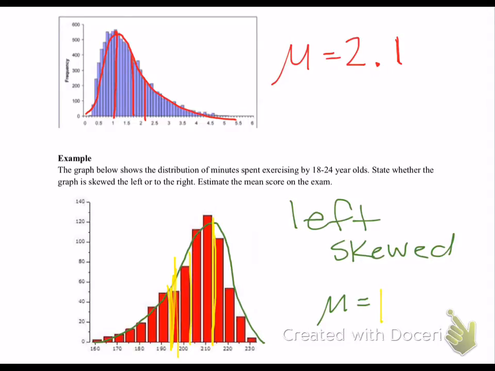So I would say my mean is 195. And again, these are estimates. You might be slightly off, but an answer of 220 or 225 is completely off. That is on the opposite side of the graph. It's not even close.